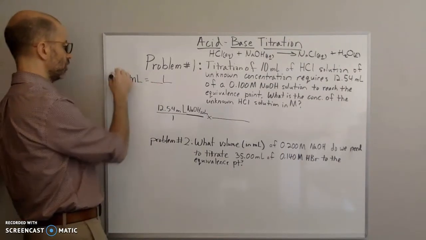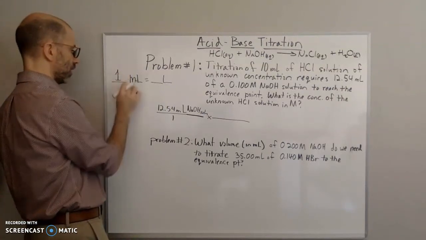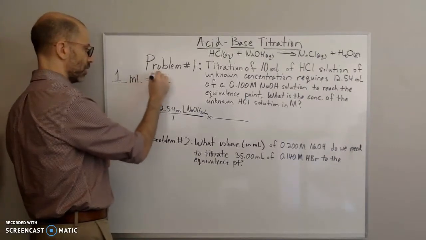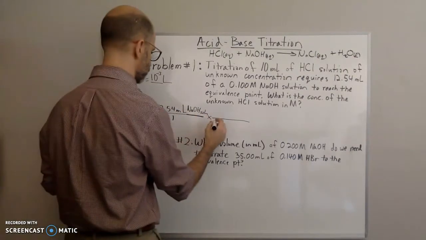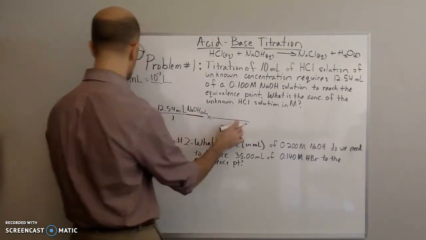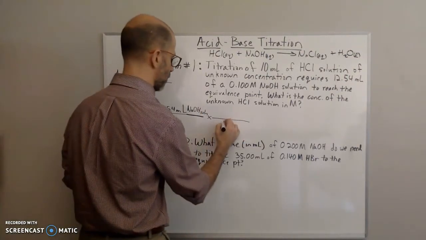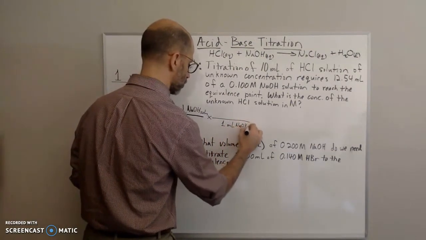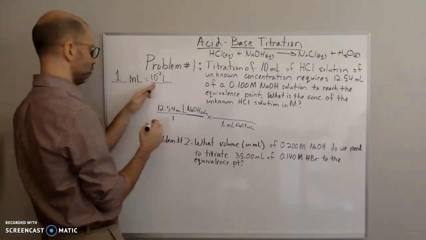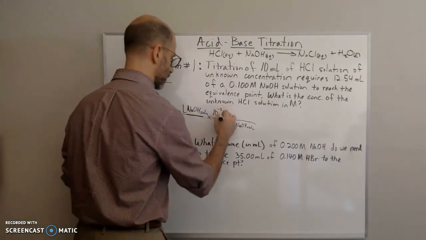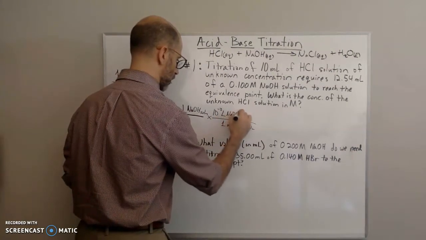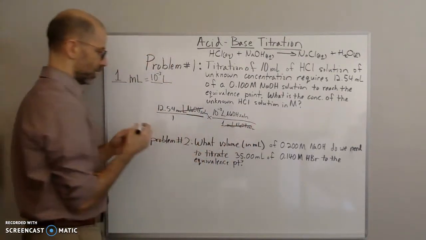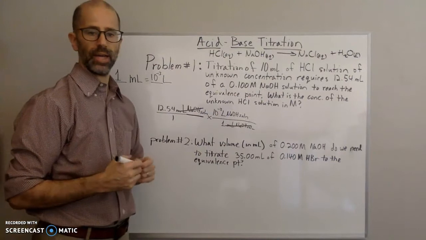I put the 1 always with the prefix, and then the prefix multiplier with the base unit. So milli is 10 to the negative 3. So there's my equality that I can use as a conversion factor. Milliliters is on the top, so I'm going to put 1 milliliter on the bottom. So 1 milliliter of my NaOH solution, and 10 to the negative 3 liters of my NaOH solution. So milliliters is going to cancel out, and now I have liters of my NaOH solution.